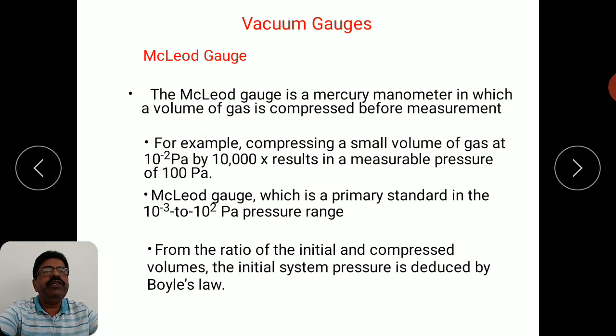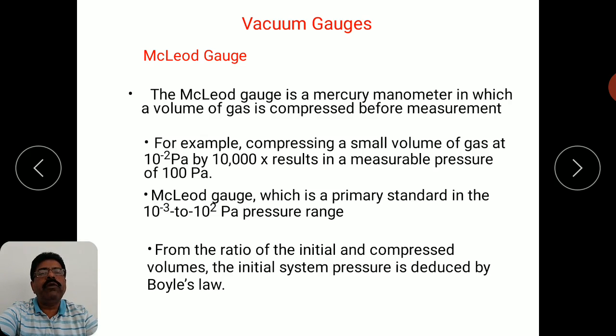The pressure is obtained from the ratio of initial and compressed volume. Before compressing, the initial volume is known to us, and after compressing, one can measure the volume. From these two volumes and the initial system pressure, you can apply Boyle's law. You know, PV is equal to constant according to Boyle's law. So you can apply Boyle's law in this technique while measuring the system pressure, meaning the vacuum system pressure, once you compress the gas.